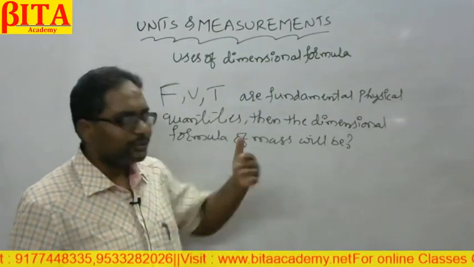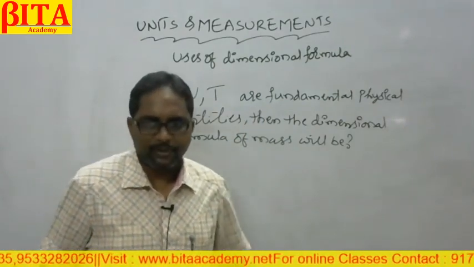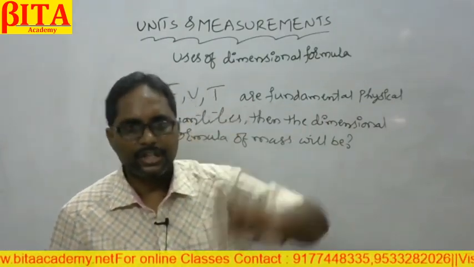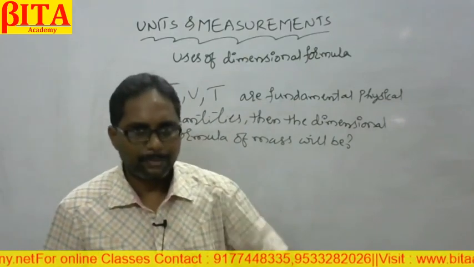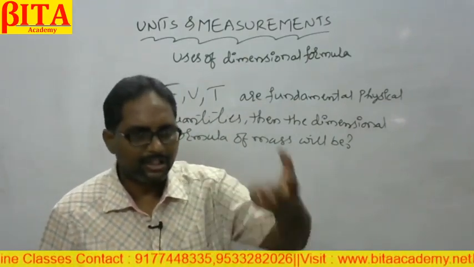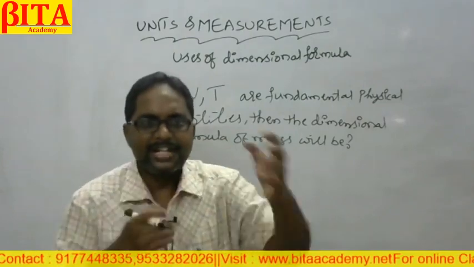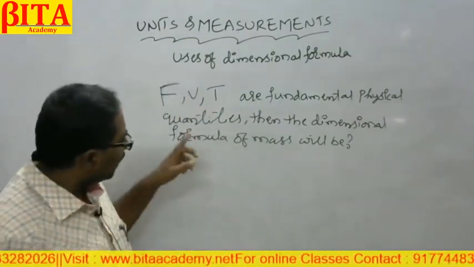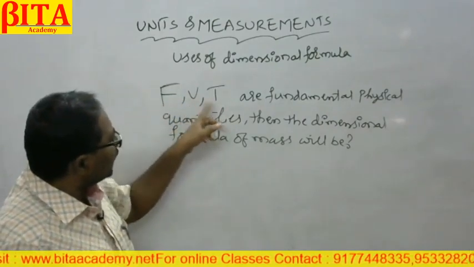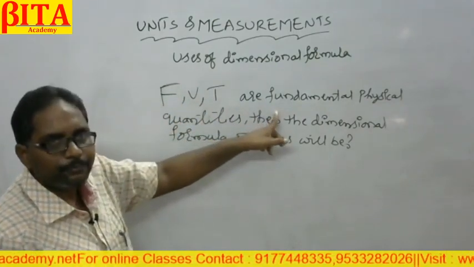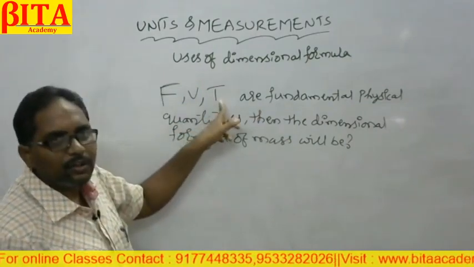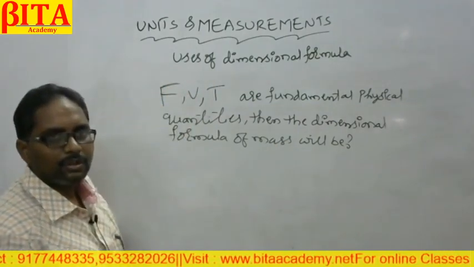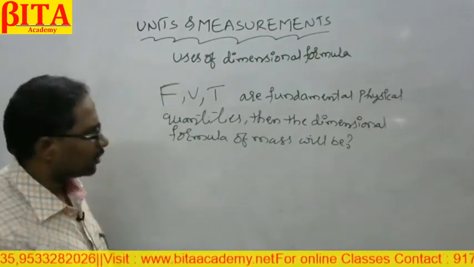Now, as you know, what is the use of dimensional formulas? The use is nothing but we can derive the relation between various physical quantities. It may be between fundamental physical quantities, or it may be between fundamental and derived, whatever it may be. So you can get a relation between the various physical quantities. Now, here what is given? Force, velocity, time are the fundamental physical quantities. So if these are the fundamental physical quantities, definitely mass will depend upon these fundamental physical quantities. So let us write down like this.